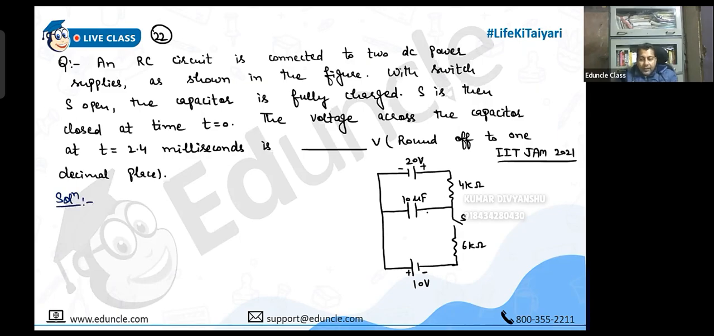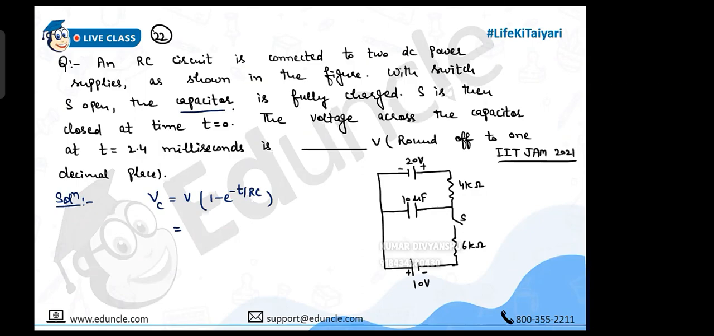With switch S open, the capacitor is fully charged. It means it gets charged through this battery only. And what is the voltage during charging? V1 minus, this was the charging equation. So the same will be followed by voltage also. S is then closed. So what could be the maximum voltage across the capacitor? 20 volt. No. After closing the switch, I'm asking. That is the voltage when the switch was open.